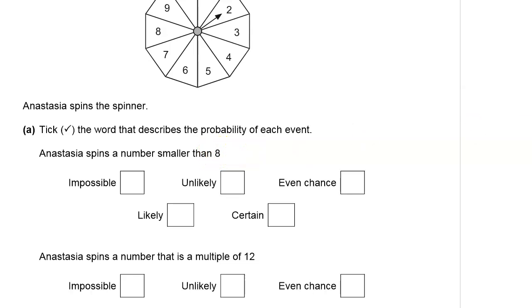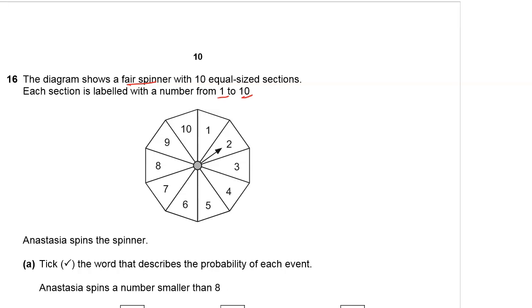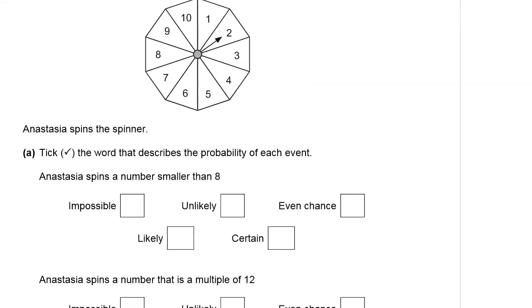We are told, don't forget, that the spinner is a fair spinner. So basically each number is equally likely to occur. Anastasia spins a number smaller than 8, and that is likely to occur, because a number smaller than 8 is 7, 6, 5, 4, 3, 2, or 1, and the spinner is a fair spinner. Therefore, that is likely to occur.